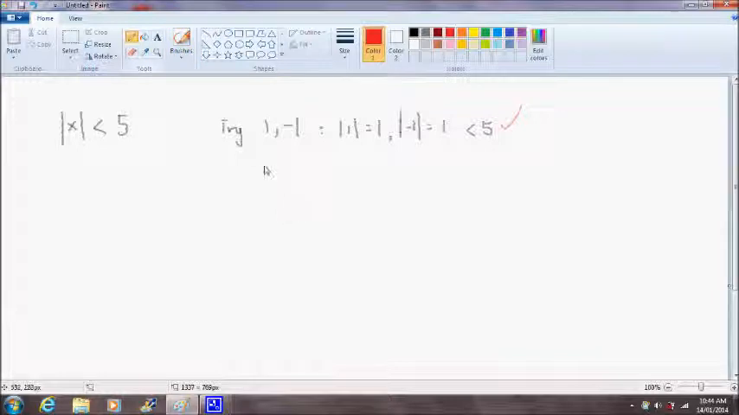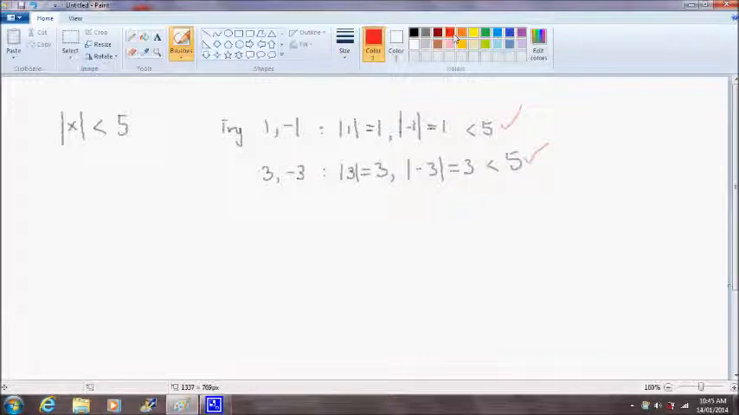Let's try, say, the pair of numbers 3 and -3. So the absolute value of 3 is equal to 3, and the absolute value of -3 is equal to 3, and both of these are less than 5, so that satisfies this condition as well.